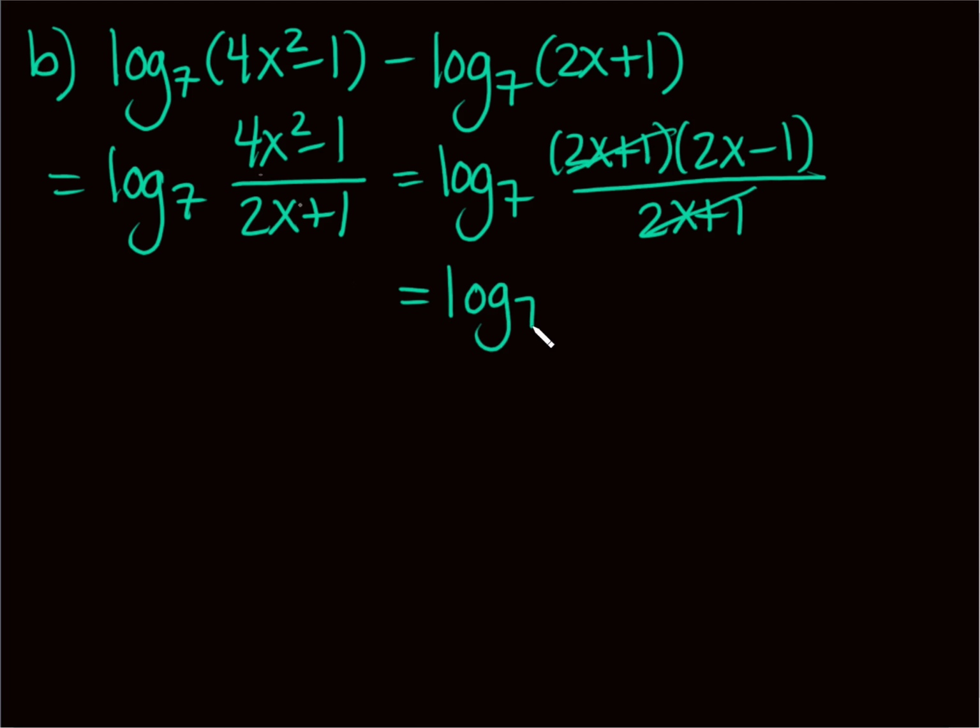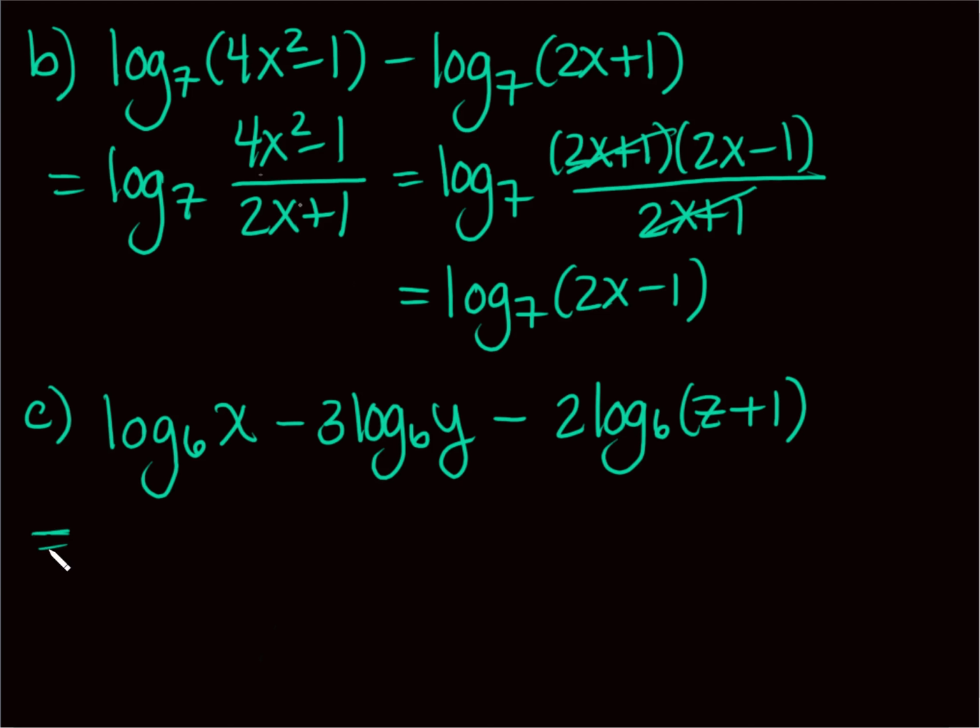I mean, we can get even more complicated here. You know, we could have log base 6 of x minus 3 log base 6 of y minus 2 log base 6 of z plus 1, let's say, something like this. So one like this, again, we're not going to get rid of our exponents. We're actually going to bring back our exponents so that we can have ones in front of everything.